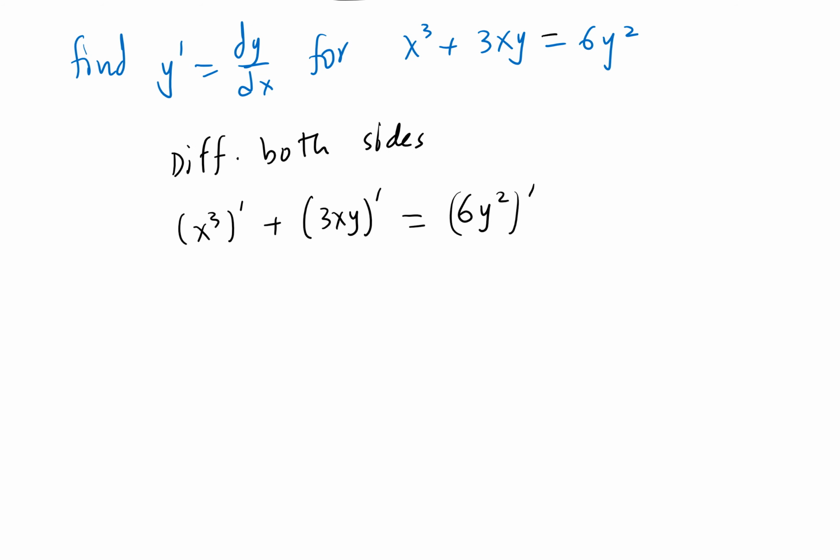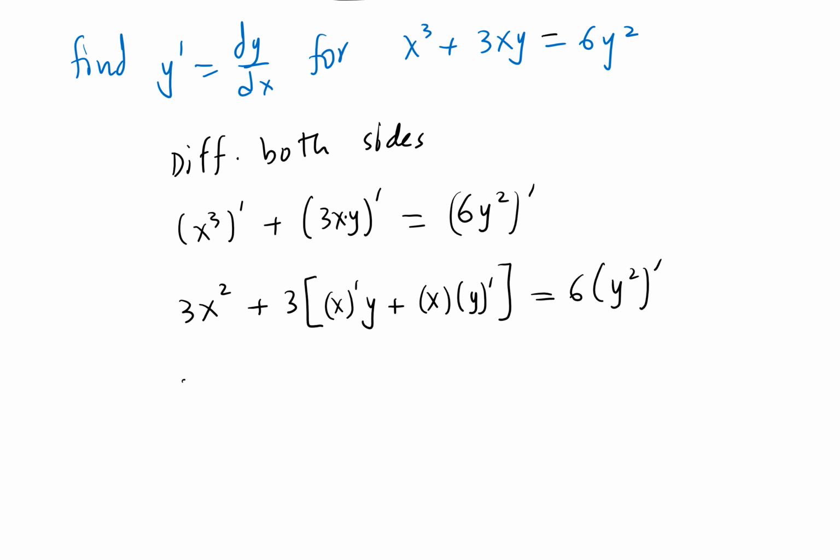The derivative of x cubed is 3x squared. Take the 3 out here. We use the product rule: derivative of x times y plus x times the derivative of y. And take the 6 out. Keep this as is. 3 times the derivative of x, which is 1, so that gives me y, plus x times the derivative of y, which is y prime. Now the derivative of y squared is 2y y prime.